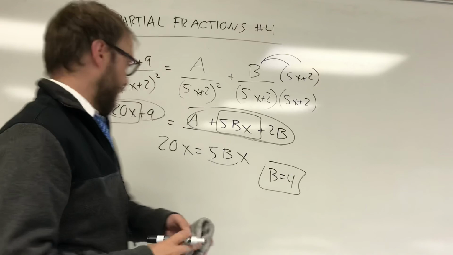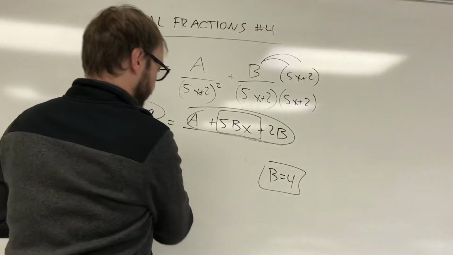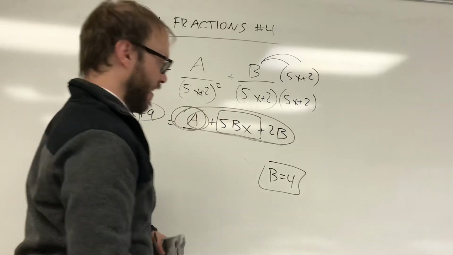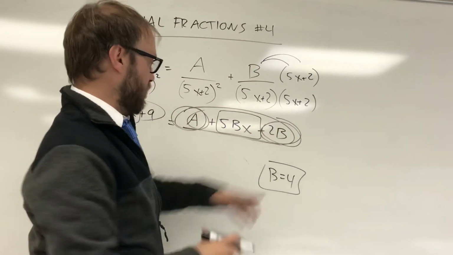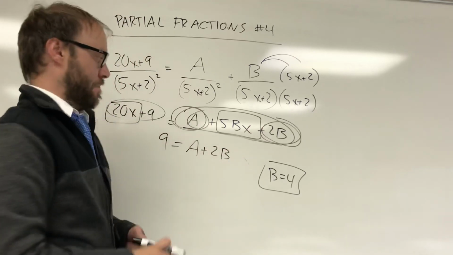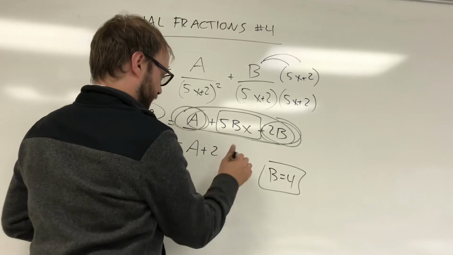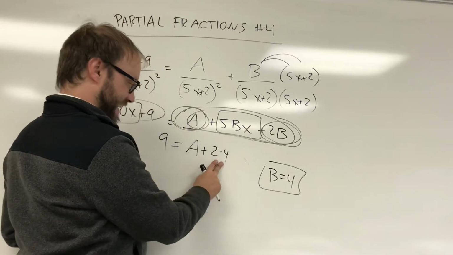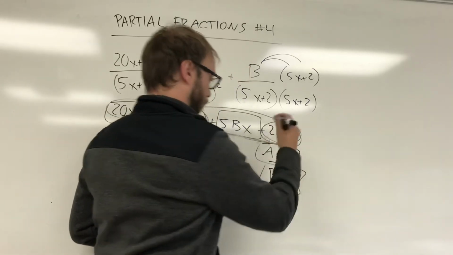Look at your constant values, okay? The constant values need to add up to 9, okay? And we have two constant values. A doesn't have a variable, 2B doesn't have a variable. So A plus 2B has to add up to equal 9, all right? Great thing though, we already know what B is. B is 4, okay? So we've got 2 times 4, which is 8, plus A is equal to 9. That means A is going to be equal to 1, okay?